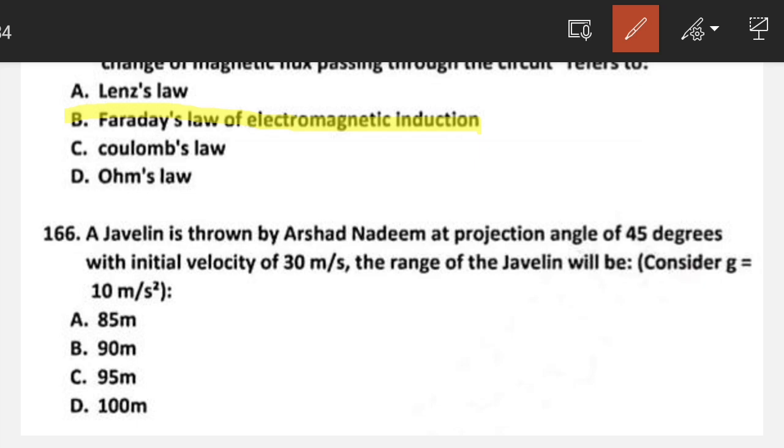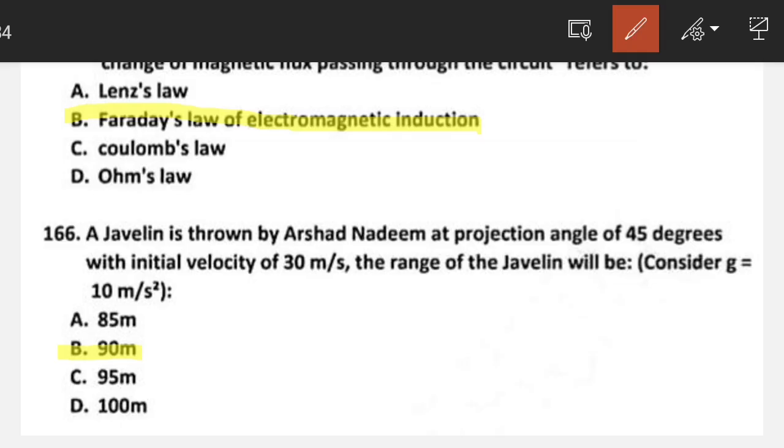When you will put it in the formula R is equal to V naught square sine 2 theta divided by G. So at angle of 45 degree there will be the maximum range. The maximum range will be at angle 45 degrees. So sine 2 theta will be equal to 1. So that will be R is equal to V naught square divided by G. So when you will put it in the formula the correct answer here will be the option B, 90 meters.